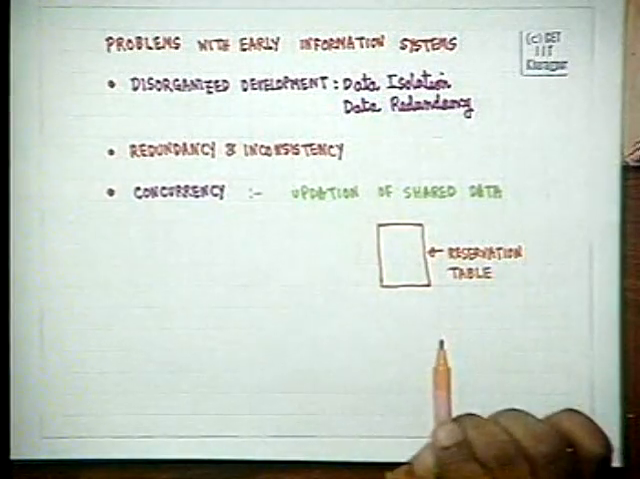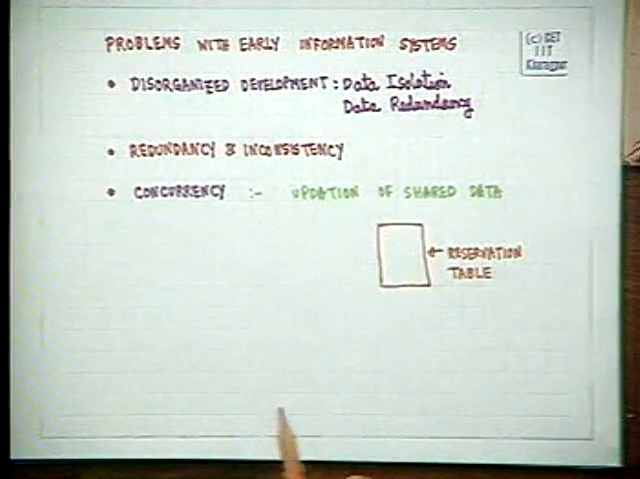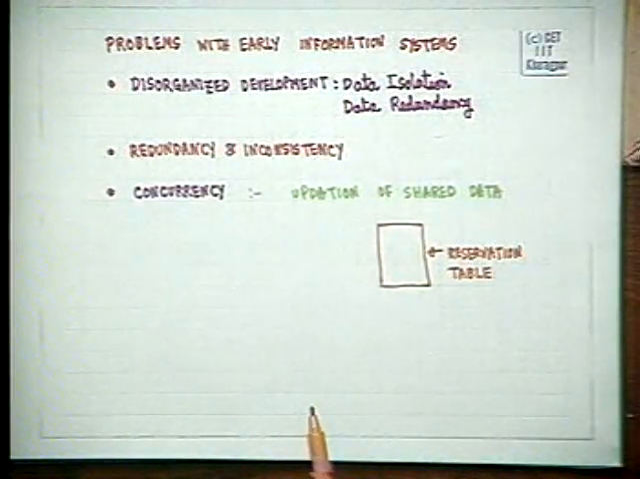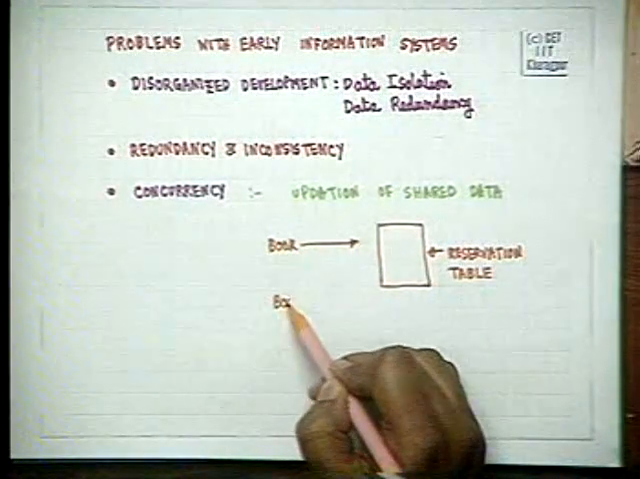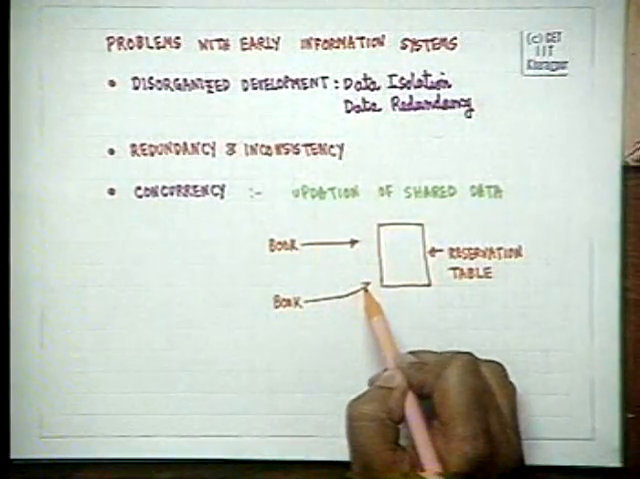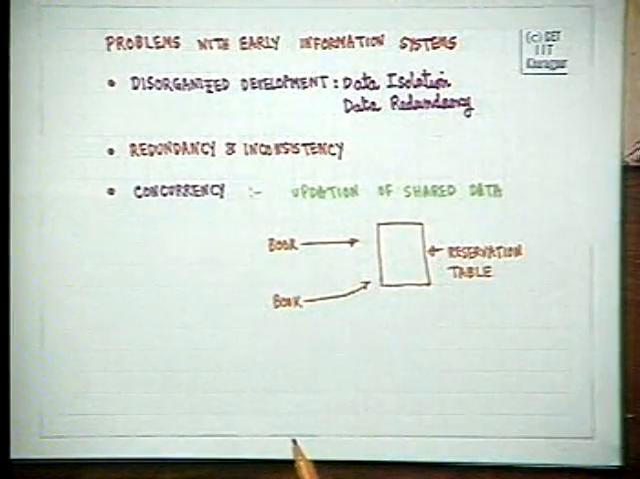This reservation table is shared between people who are trying to book tickets from different counters from different parts of the country at the same point of time. So there are two commands, one to book and another to cancel a ticket. Now what is the problem of concurrency?